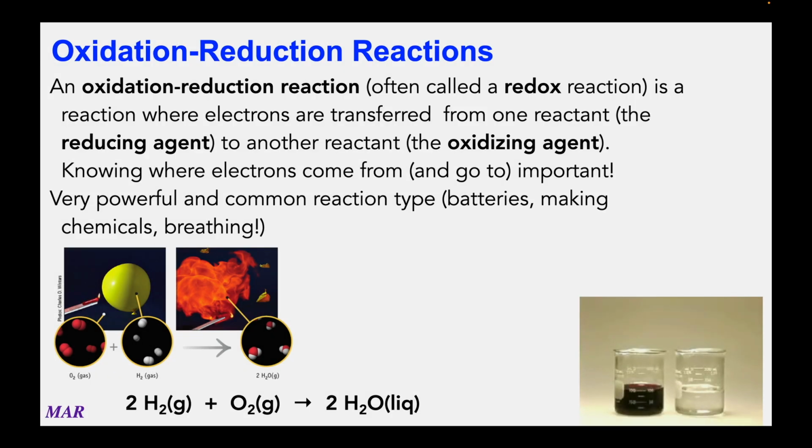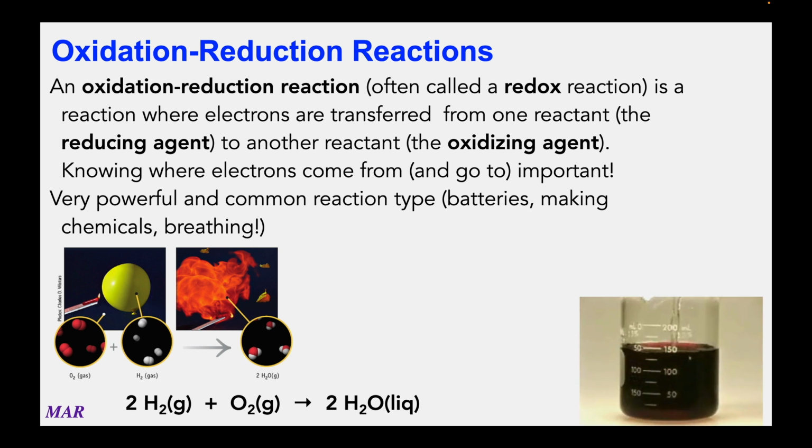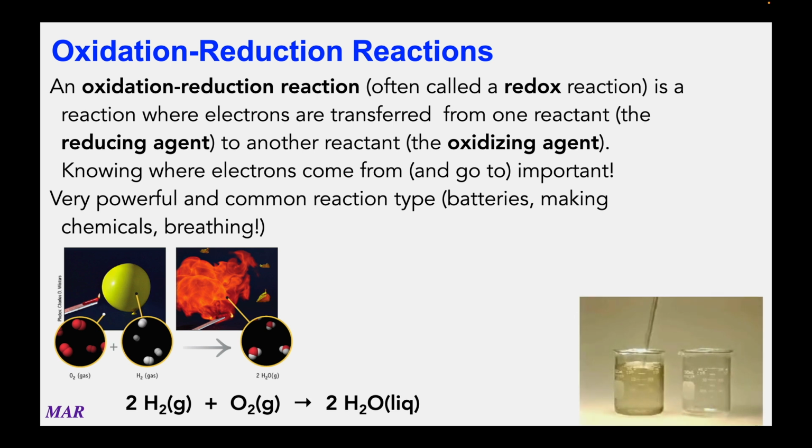The purple solution is aqueous potassium permanganate. The colorless solution contains iron 2+ ions. When we combine them, a redox reaction occurs. The permanganate ion is reduced to manganese 2+, and the iron is oxidized to iron 3+ ion. An oxidation reduction reaction is another powerful type of reaction that we use around us all the time. Redox reactions are used in batteries, and we all use batteries for cell phones and all kinds of things.